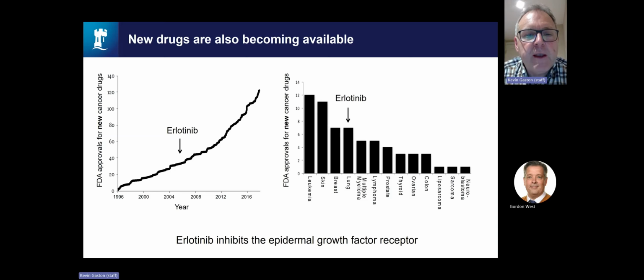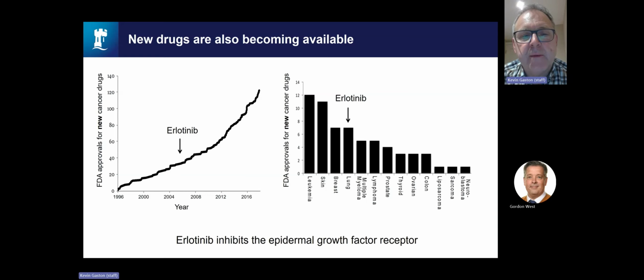So the graph on the left here, for example, shows the FDA approvals. So the FDA in the United States is the Food and Drug Administration. They approve new drugs for use in humans. And this is the approval of new drugs since 1996, or for about a 20-year period. And the black line shows you there that a huge number of new drugs are being given approval all of the time. One of them is called Alotinib. So it's just to give one example.